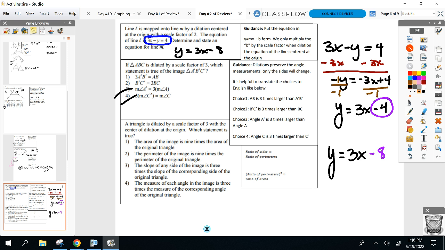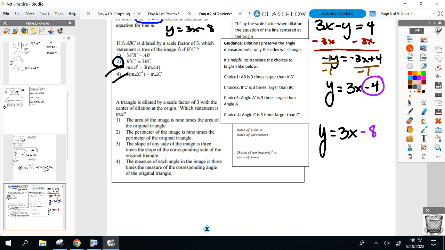So what's getting multiplied, the scale factor of 3? What's getting multiplied by 3? The original gets multiplied. Which one out of your choices 1 and 2 are the original getting multiplied by 3? Choice 2. All right, let's keep going here because I still got a bunch here to do.